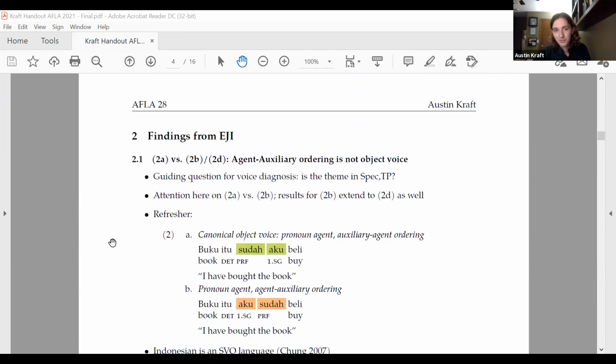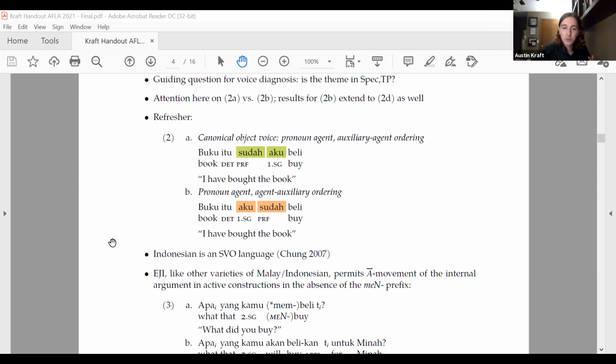To get things started with some diagnostics, we're going to be looking at the contrast in 2A and 2B replicated here. Our guiding question for this voice diagnosis of whether this is object voice is: we're going to look at the structural position of the theme. Is it in spec TP? As we get into these diagnostics, a few principles to keep in mind.